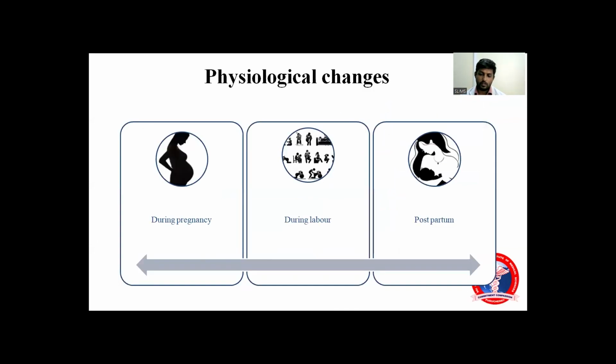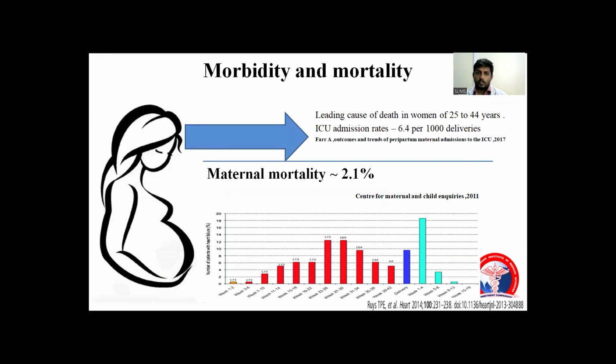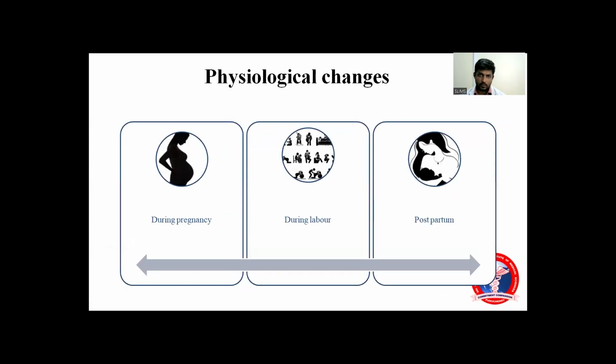So, heart disease is the leading cause of death in women of 25 to 44 years, and is also the most common cause of ICU admission, at almost 6.4 per 1,000 deliveries, and the maternal mortality is up to 2.1%. And what are the physiological changes that occur in pregnancy in heart disease patients?